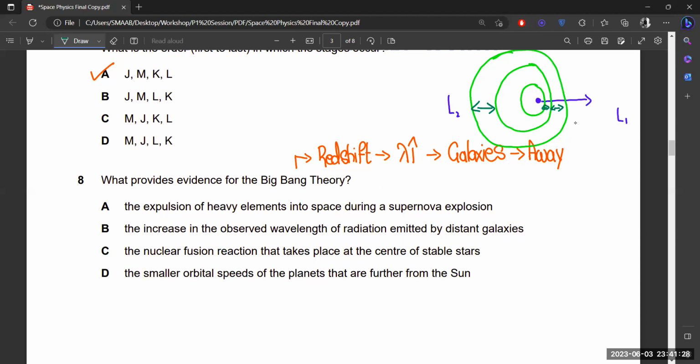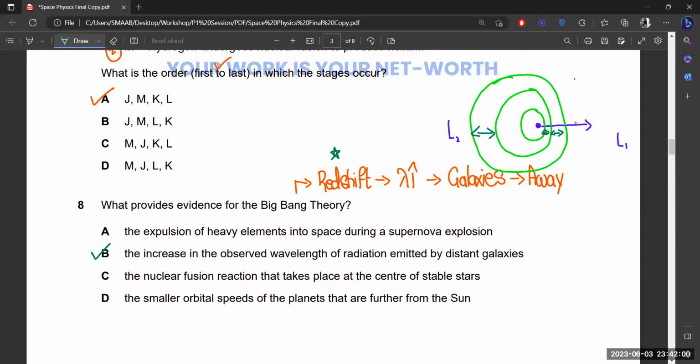So the same goes for the galaxies and planets. When galaxies are moving away, their wavelength will be greater, and according to the greater wavelength, we know that the red color has the greatest wavelength. So that's why we use the term redshift. So according to that, the expulsion of heavy element, option A, is not possible. Option B, the increase in the observed wavelength of radiation emitted by the distant galaxy. So basically this is the evidence because that is related to the redshift. So B is the right choice.